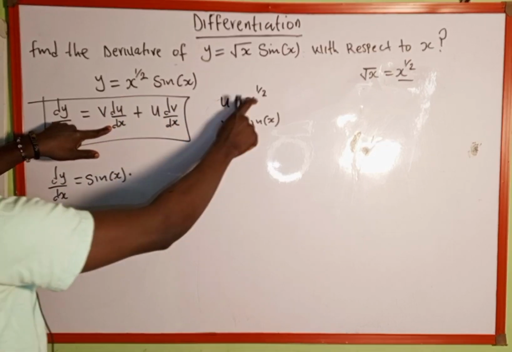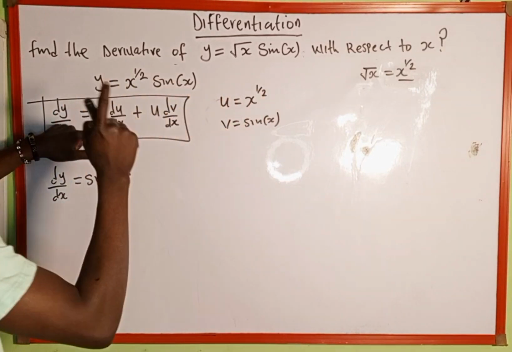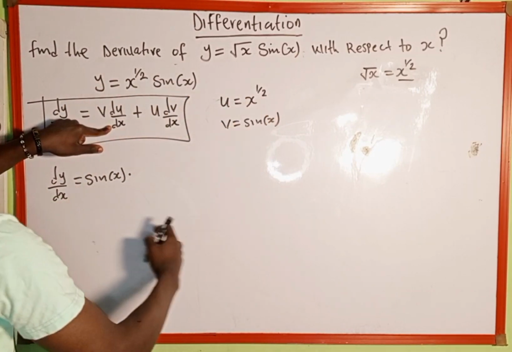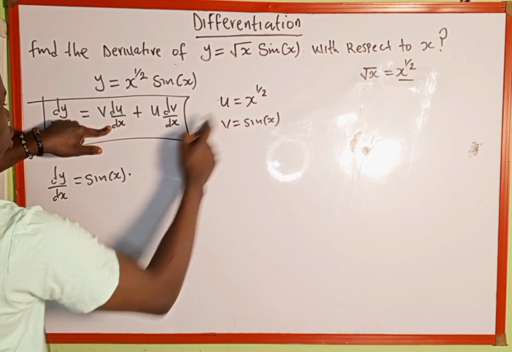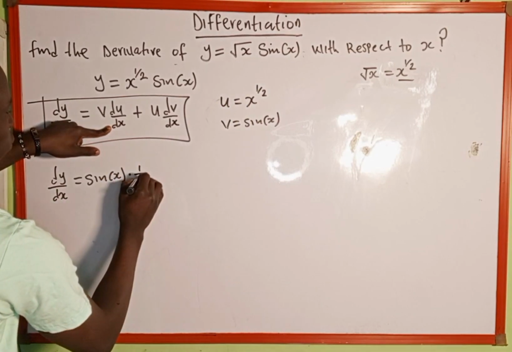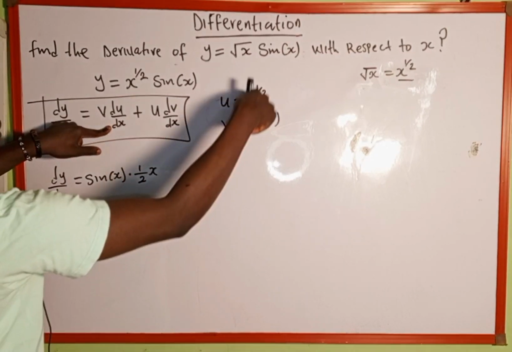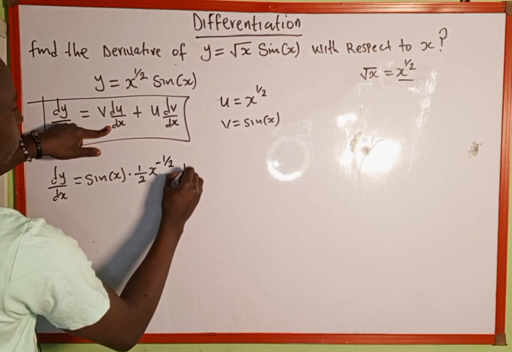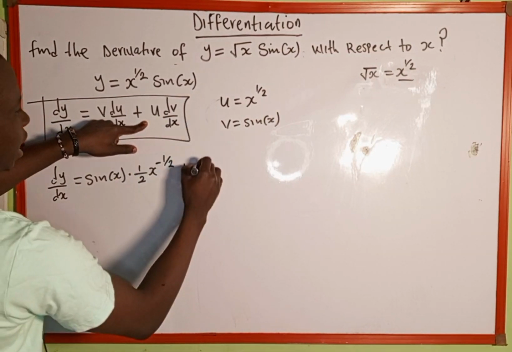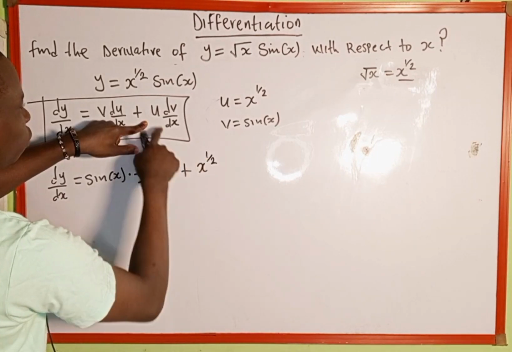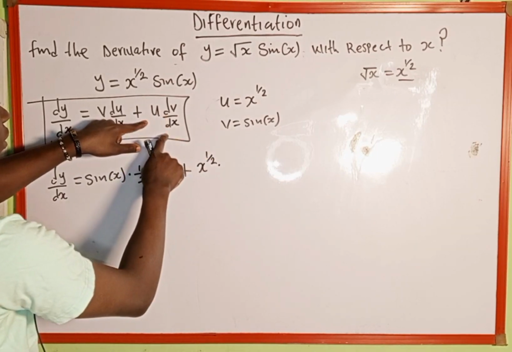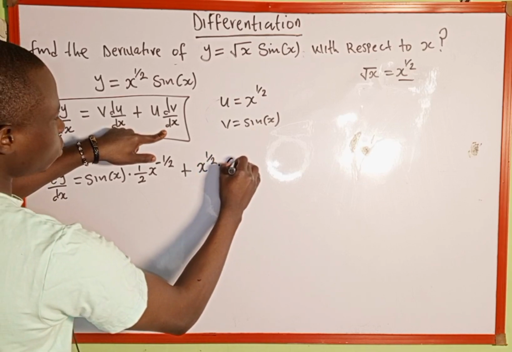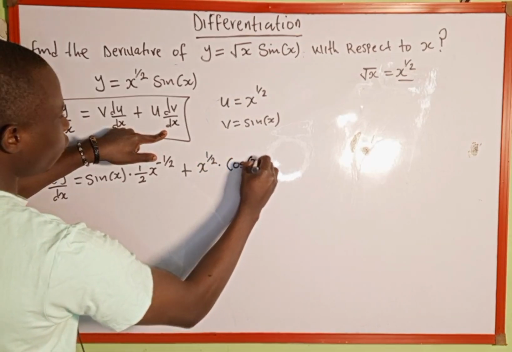If we are differentiating x to the power of 1 over 2, we recall our power rule. We use this power to multiply x, then we take away 1 from the power. 1 over 2 multiplied by x is going to give us 1 over 2x. Then 1 over 2 minus 1 is going to give us minus 1 over 2. Then plus u, we let x to the power of 1 over 2 be u, then multiply by the derivative of v with respect to x. And when we differentiate v with respect to x, it's going to give us cosine of x.